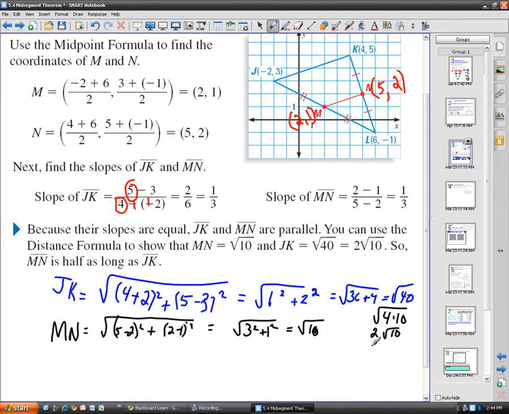So that's what we're looking for to find when they're asking you to do this. So you're going to have to be able to find the slope, find the midpoints, find the distance of each side. You're going to have to do all of this stuff in this section.